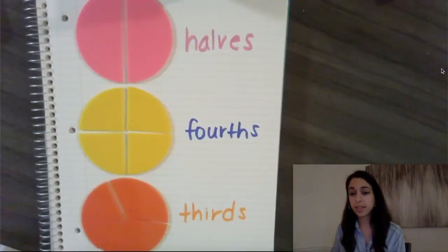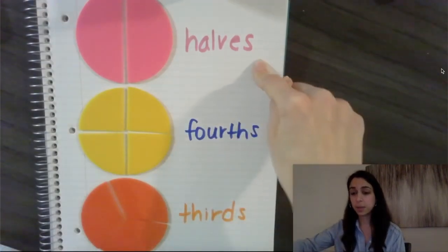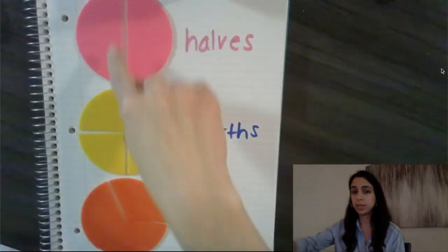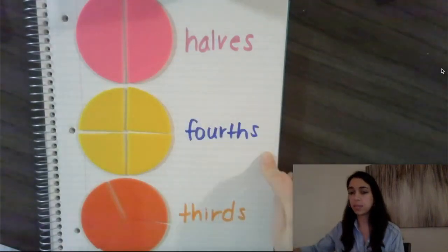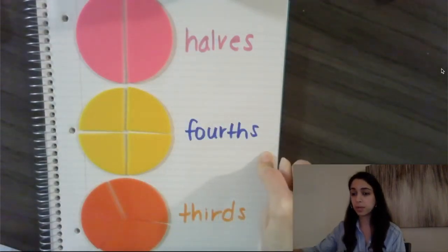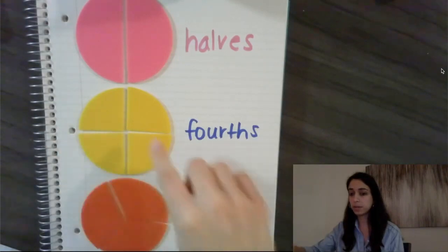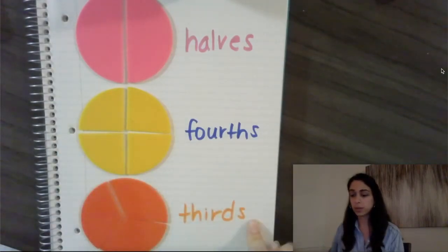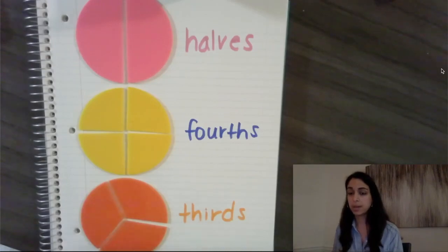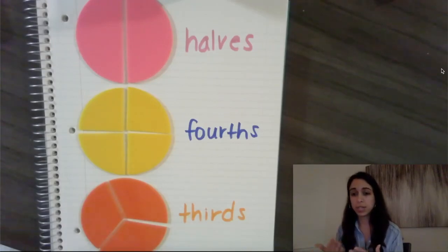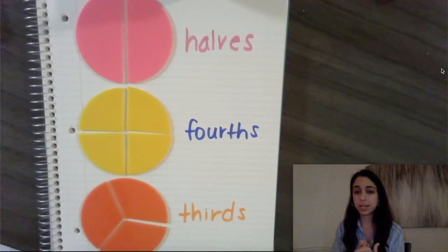So we talked about several different types of fractions today. We talked about halves. That's when we partition a whole into 2 equal parts. We talked about fourths. That's when we partition a whole into 4 equal parts. And we talked about thirds, when we partition a whole into 3 equal parts. And it doesn't have to be with circles. It can be with any shape. It can be with groups of things. But what matters is that you have equal parts.